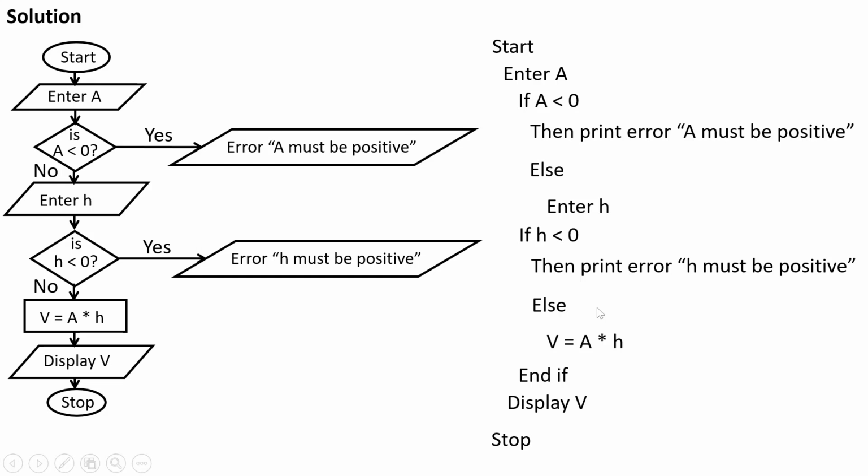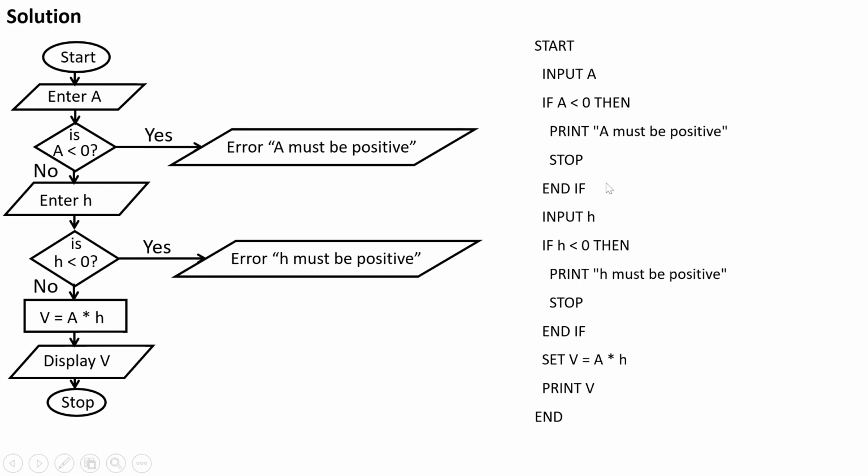So this will be the pseudocode for this flowchart. Another way of writing it is this one here. You can say start as it is, then input a, where we can say enter a. Then you say if a is less than 0, then print a must be positive, like that. Then after that, you can command it to stop. This program can be commanded to stop. Then you say end if. This is another way of writing it. So this has been ended.